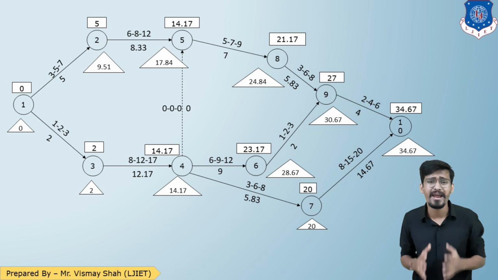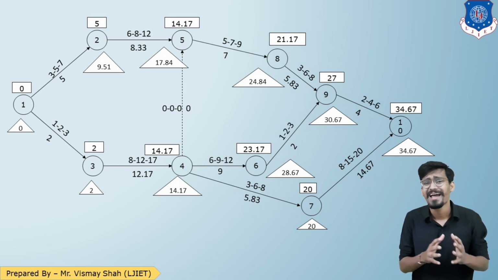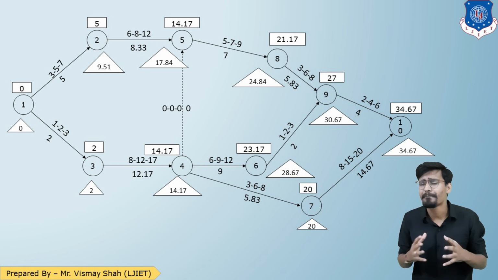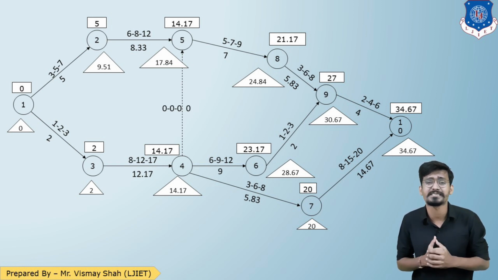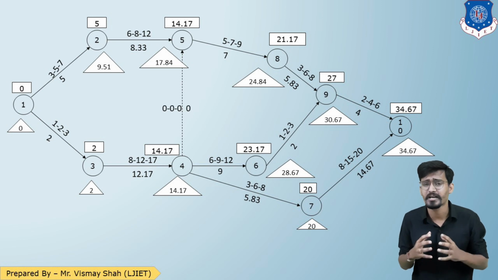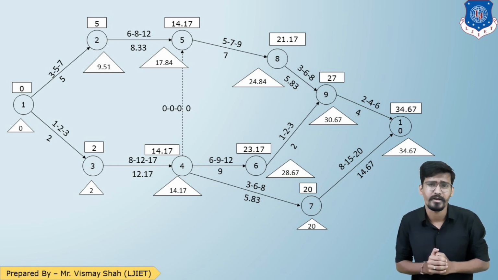So that is my forward and backward analysis. By performing forward and backward analysis, I can have the total duration of the project, that is 34.67 days. The total project duration is 34.67 days. I hope we are clear up to this point.